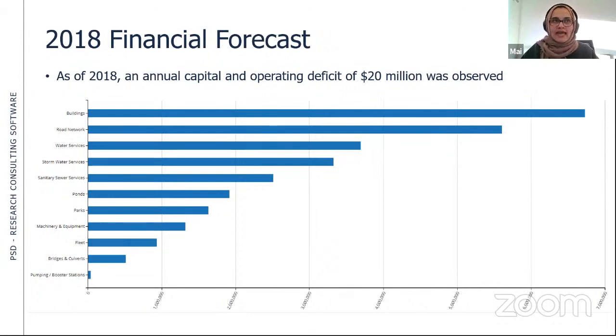So when we're looking at the asset management program and the asset management plan, we're looking at what we can improve from the 2018 iteration to the current iteration, whether it's data, people, processes, or even the accuracy and the comprehensiveness of our financial strategy.